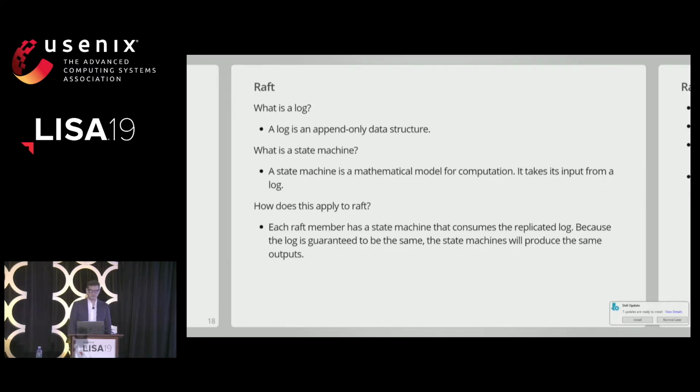OK, so let's make sure we're clear on two definitions in particular, because they underpin the whole thing. What's a log? Simply, a log is a data structure you can only append to the end of, other than reading it, of course. And a state machine is a mathematical model for computation. Each Raft member or node has a state machine that consumes the replicated log. Because the log in Raft is guaranteed to always be the same among its members, the state machines will produce the same outputs, since the state machines are deterministic.